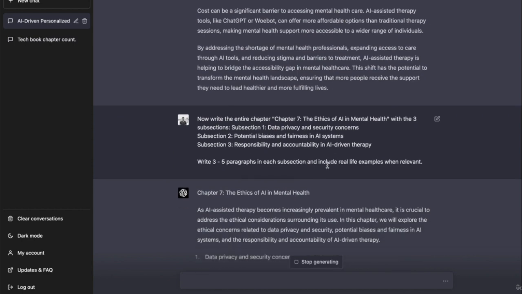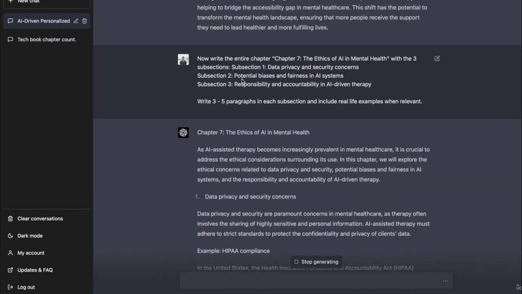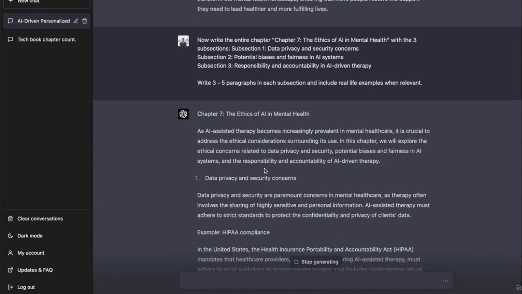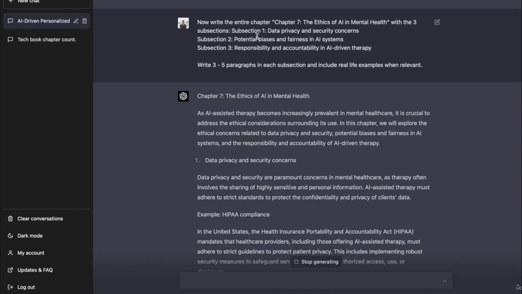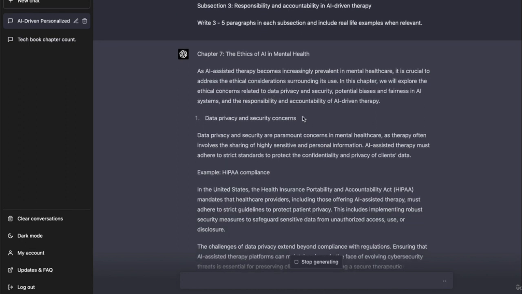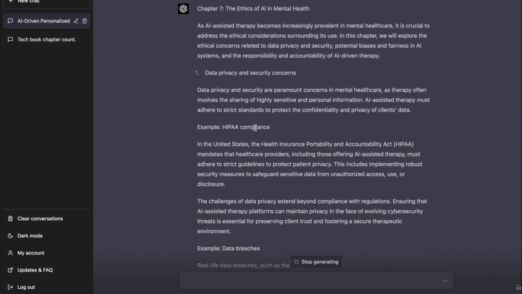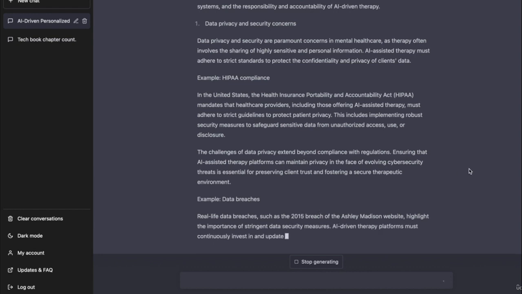I trimmed it from the previous answers because we have an entire section on the ethics. So here we're talking about the data privacy and security concerns. And actually, I made a mistake here. I wrote subsection twice, but of course, ChatGPT knows it's a mistake and it can just answer the question. Using data privacy and security concerns, it's giving me a HIPAA compliance example, which is a very good example in data breach. So this is actually very good stuff. Good research done by ChatGPT. It's going to be a good book.